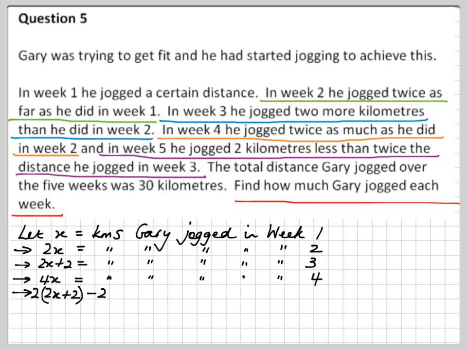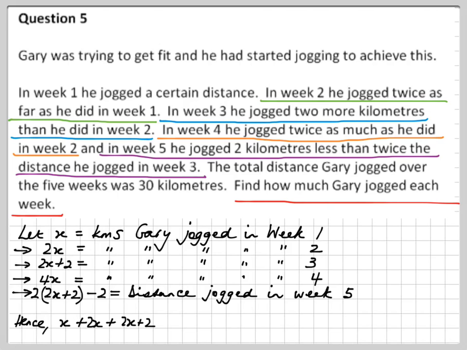There it is, okay? Now that wasn't so hard, really. Okay, that's week 5. Now, we've got all our ducks in a row here, guys, and now we've just got to add them all up and make them equal to how many kilometres? Yes, 30. That's week 1. There's week 2. There's week 3. There's week 4. And there's week 5. And what does it equal? 30. Beautiful. Now we've got to solve it for x.